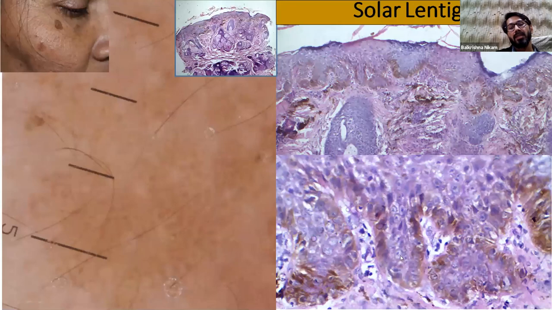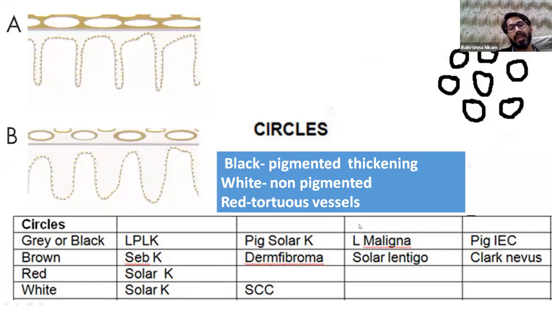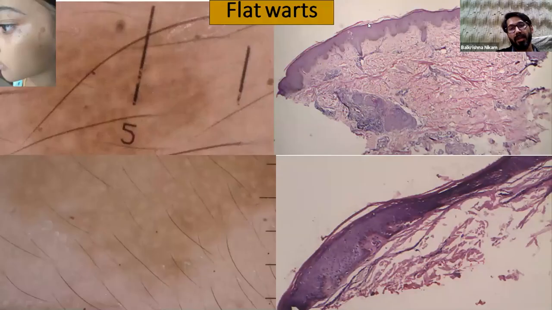You can see there is a thickening of the rete ridges, and the individual stacking of these pigmented keratinocytes will produce one line, and taking in between the papillae, this will become one circle here. So similarly, you will find circles here. Similar circles can be seen as white circles and red circles, typically seen in Clark nevus, even in lentigo maligna. I have seen circles in flat wart also, and they are typically related to the broadening of rete ridges.